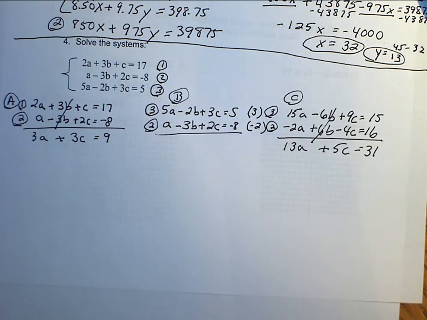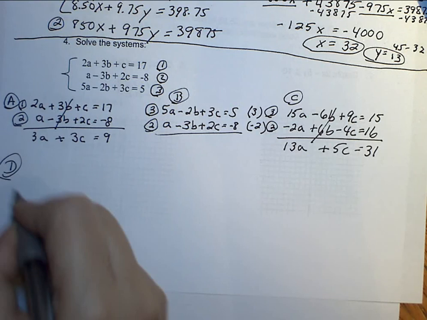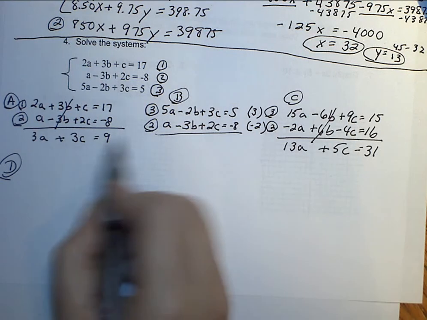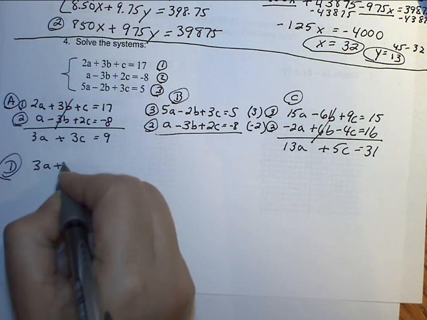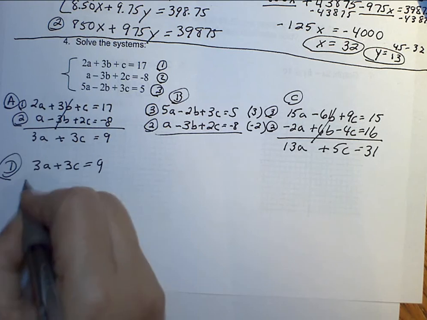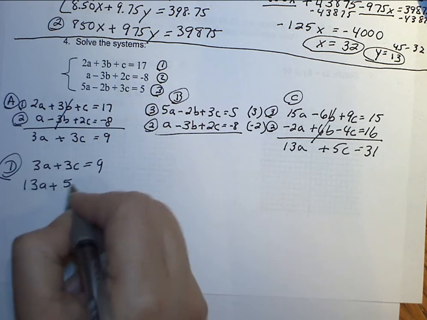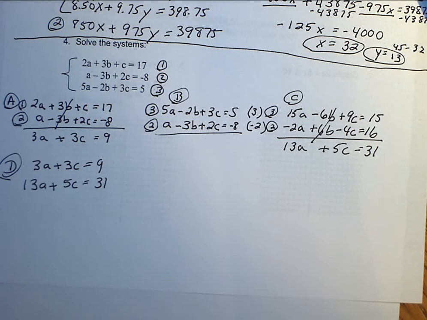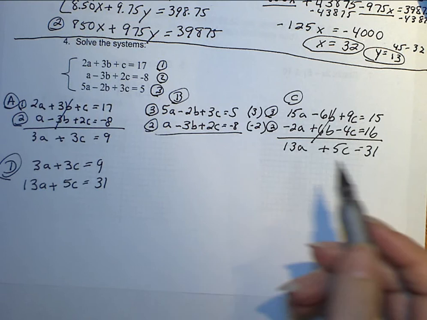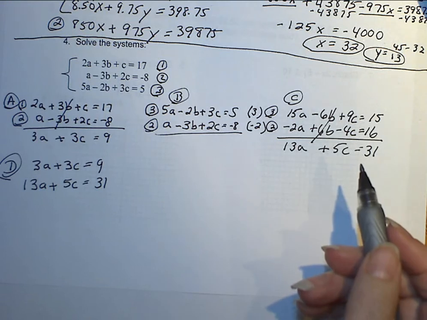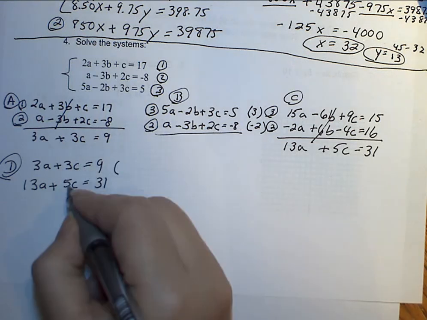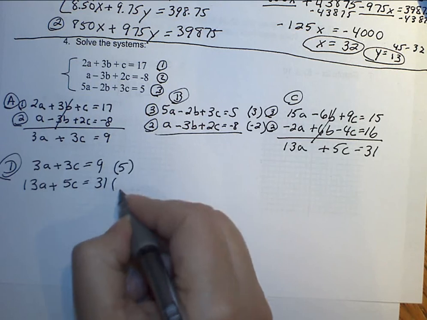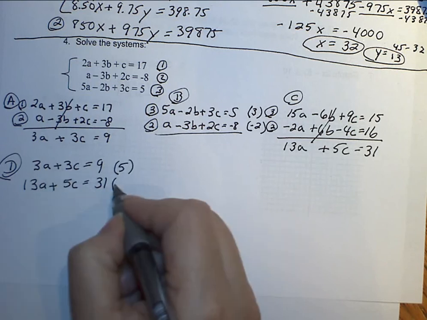D, we're at. I'm going to take these two together and look at them and see what I have to do. So I'm just going to put them on top of each other. 3a plus 3c equals 9, and 13a plus 5c equals 31. I have to get rid of a or c. So I'm going to get rid of c because they're smaller numbers. And what do I have to multiply this top by? 5. And this bottom by, they're the same side, so I have to go opposite, so negative 3.